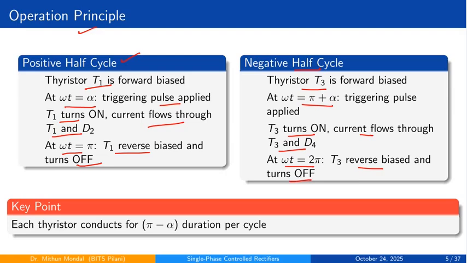So one complete cycle is done, where the thyristor T1 conducts in the positive half cycle, and the thyristor T3 is forward biased and conducts in the negative half cycle. The process will repeat for the next cycle of the AC wave. The key point we need to remember is that each thyristor will conduct for a pi minus alpha duration per cycle.